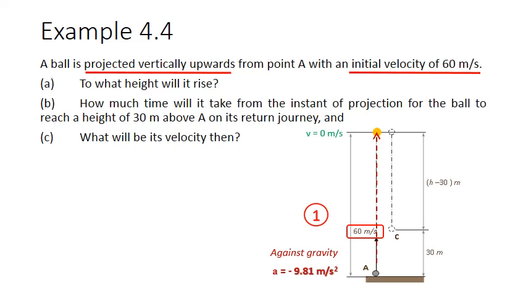For the next stage, the ball will accelerate downwards due to gravity. And for that, we learned that a this round is taken as positive 9.81. We consider that as stage 2 of the motion.